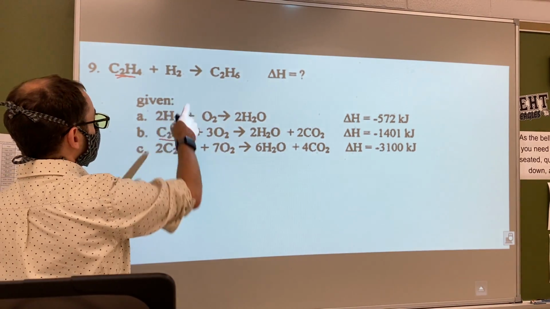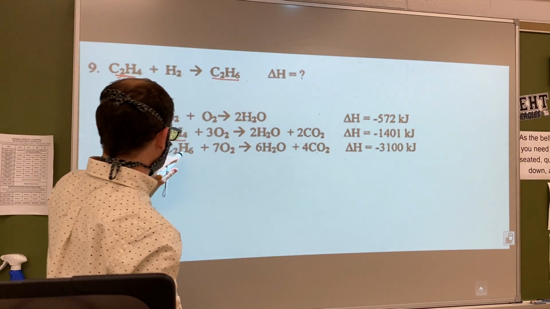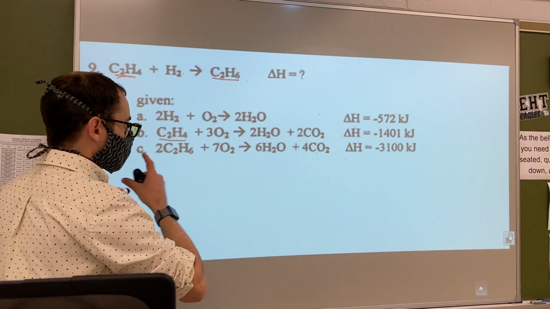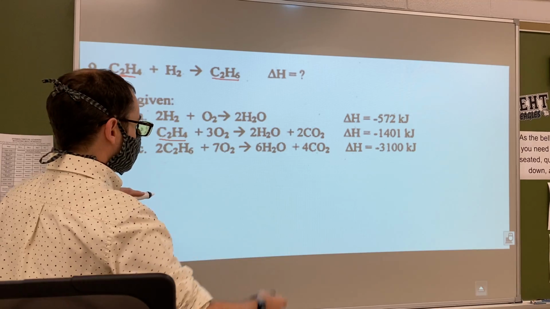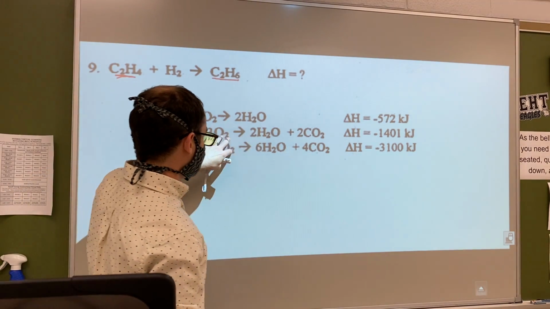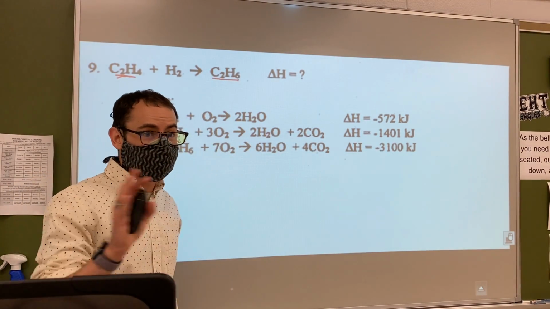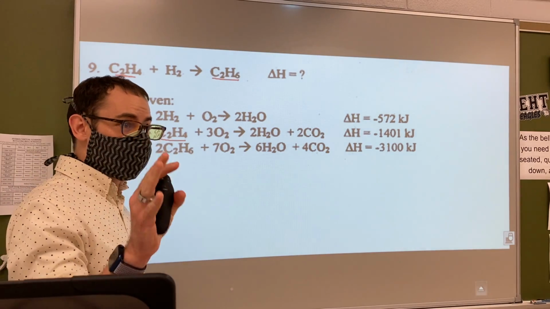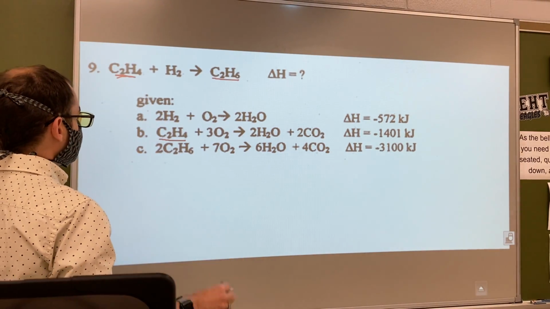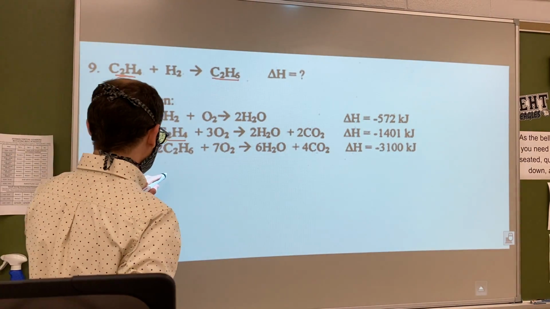And then C, it has C2H6 on here. That has to be flipped, right? Because that has to go on the product side. All of these waters and oxygens and carbon dioxides, ignore them because they're all over the place, okay? So you just look for the interesting things first. Okay, so let's flip C.